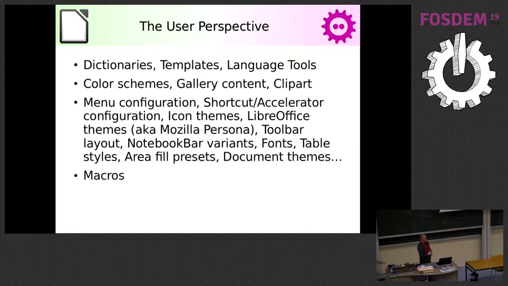What type of extension could be possible? Right now, we have dictionaries, we have templates, we have language tools. We could also have color schemes. That's what we have today: color schemes, gallery content, clip art, but we could add menu configuration.